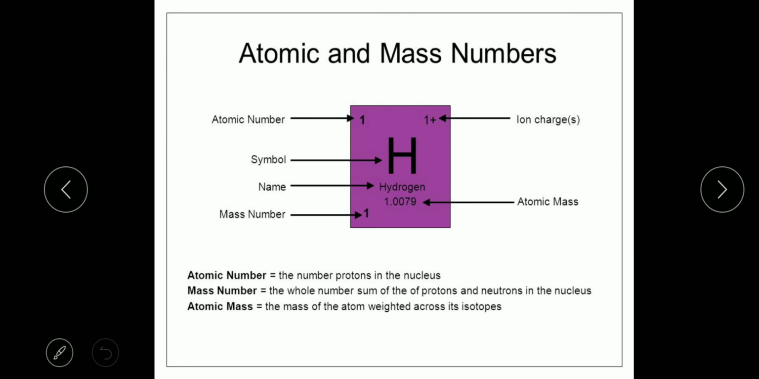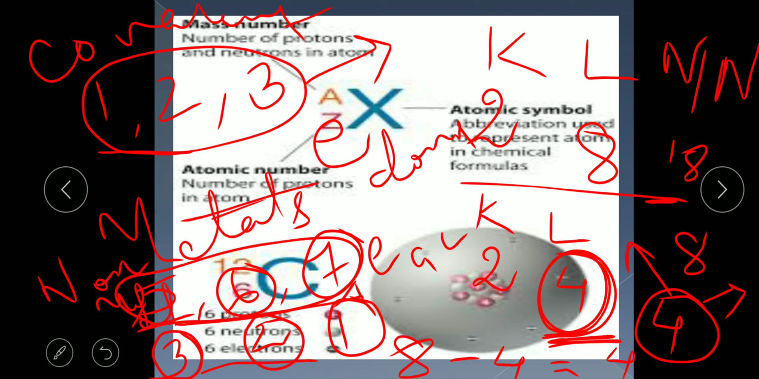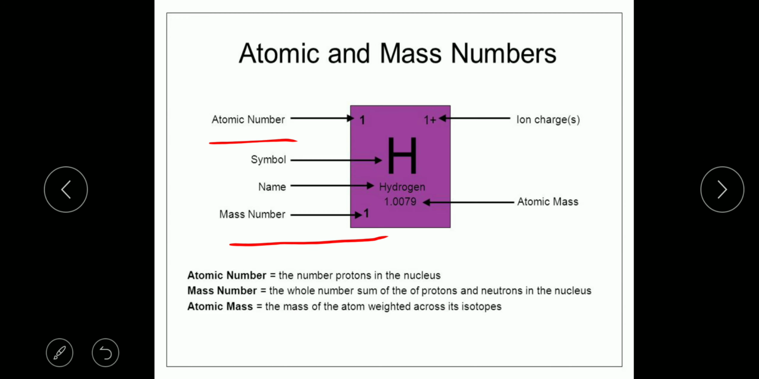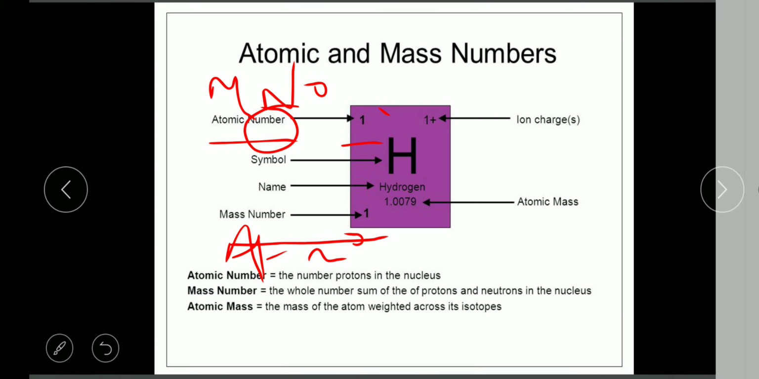Then let us start with the first element of the periodic table, that is hydrogen. So what is its atomic number? 1. And what is its mass number? 1. Actually this is the wrong denotation. The mass number should be in the superscript form, and the atomic number should be in the subscript form. Okay, whatever, it is having only 1 and 1.